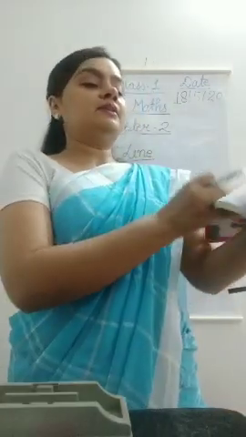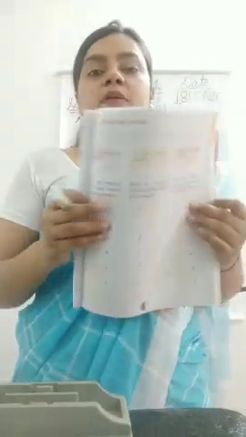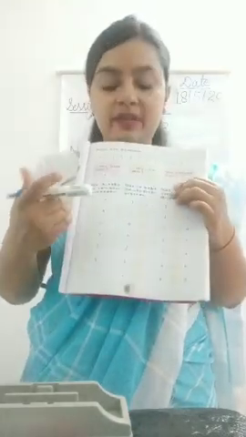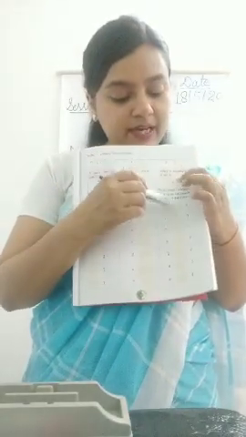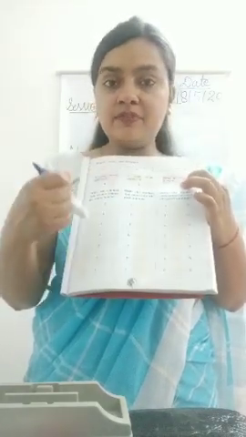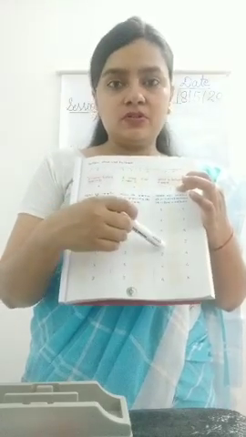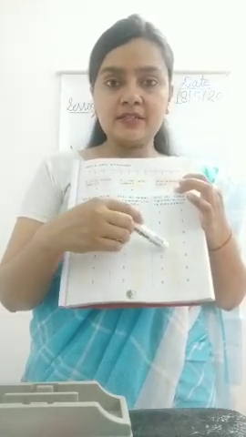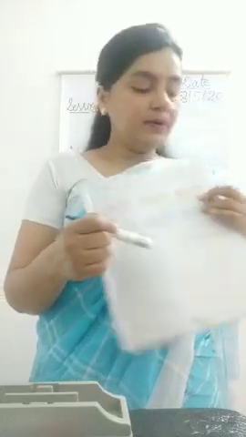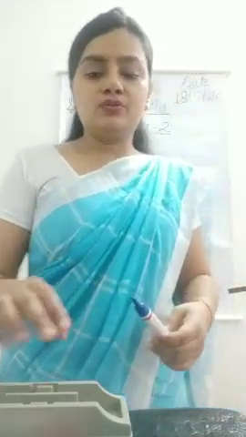And here, page number 29. Okay. In page number 29, numbers before and numbers after we had already done. Only numbers between was left. So please do it in your book. And along with the book, some copy work you will also do.